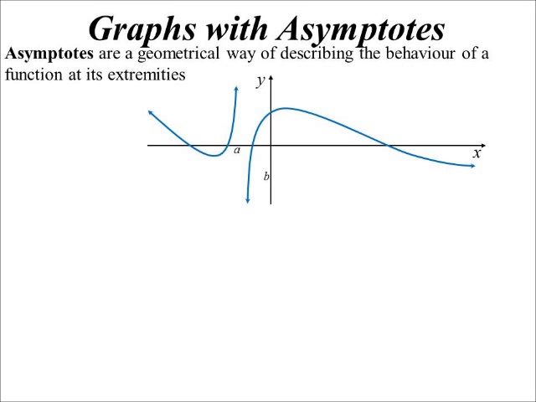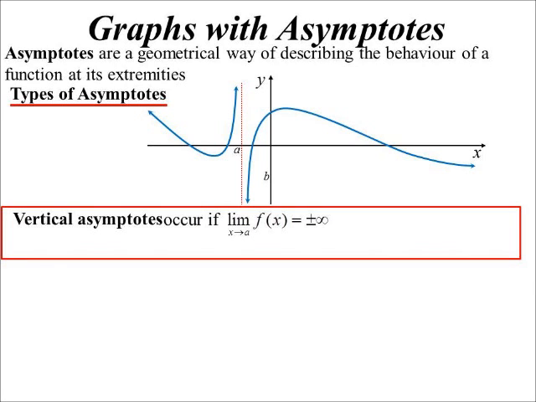So the next type of function or graphs that we're going to look at are ones that have asymptotes. So here's just some random curve here which has got several asymptotes. But an asymptote is a way of describing the behaviour of a function at its extremity. So let's just draw them in. Different types of asymptotes that we could have. Okay, we could have vertical ones.